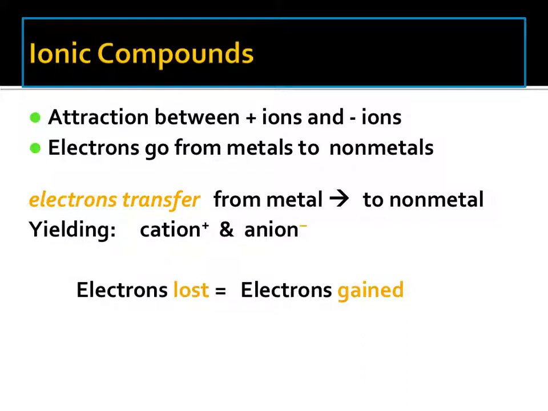Electrons are always going to be taken from metals by nonmetals. So metals are always going to be positive, nonmetals are always going to be negative every time. So metals make cations. If you look at the word cation, it has a little plus in the middle, and then anions are negative.